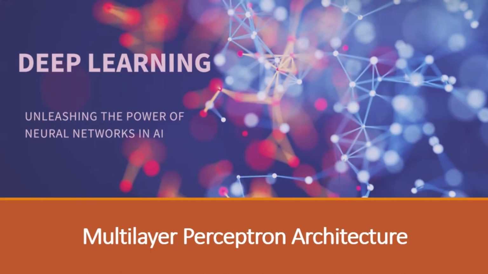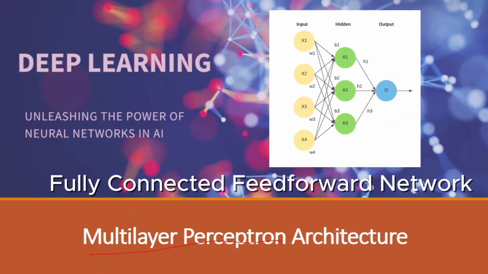Now it's finally time that we talk about multilayer perceptrons. So what is a multilayer perceptron? Multilayer perceptrons are fully connected feed-forward neural networks with one or more hidden layers. So what does fully connected mean here? Fully connected means that if you have a given layer, each unit in that layer is connected to all the units in the next layer.